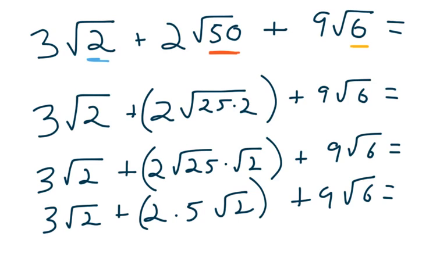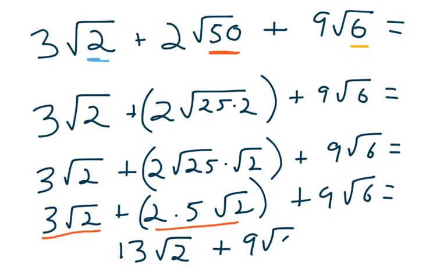And here we're just going to multiply. 2 times 5 is 10. So now we have 10 root 2's and 3 root 2's. That gives us a total of 13 root 2's, just like if you were adding up something with an x. Since this is root 2 and that's root 6, you can't simplify root 6 and root 2 together. So we're left with just 13 root 2 plus 9 root 6. So now you can see how simplifying radicals can help us to solve more complex problems.